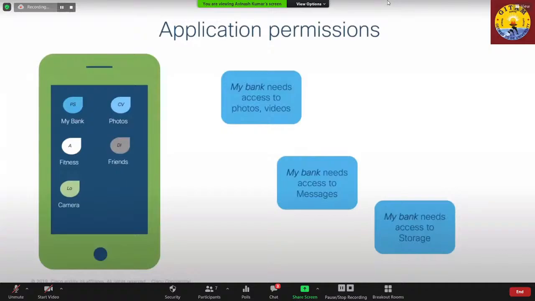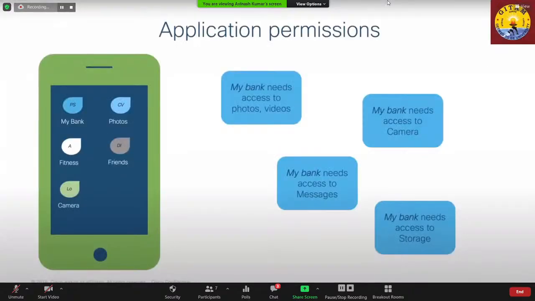You see the third one, it needs access to the gallery to look at the photos and videos. So why does a banking application need that? You are already starting to have doubts. Then you see it's also asking for permission to access your camera. It has happened to me personally.